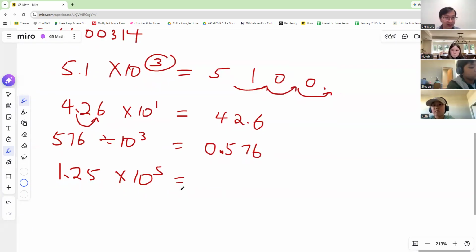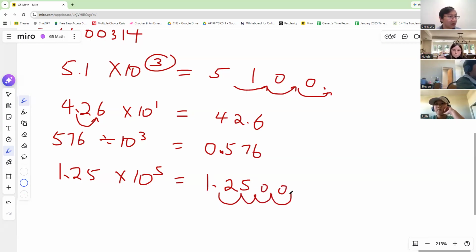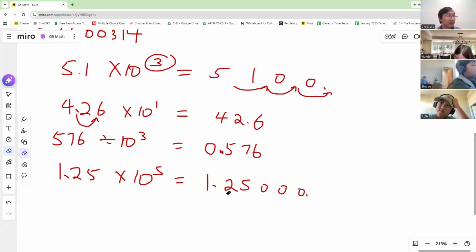Anyone want to try? Okay, I'll just review the answer. For this one, 1.25, we're going to move it 5 times, right? So 1, 2, 3. So adding 0 now. 4, 5. Move it 5 times. So now the decimal is right here. The original decimal is gone. So the number should look like that. Okay.